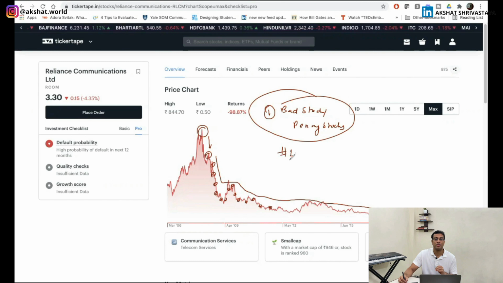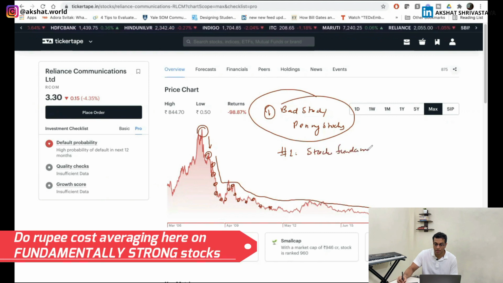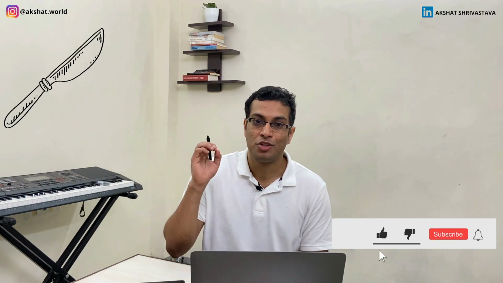It is still becoming and coming to zero eventually, right? So the first key tip where you should do dollar cost averaging is that you must do rupee cost averaging on stocks that are fundamentally strong, right? Please make a note of this. Don't go and buy a stock just because it is falling, right? You might end up trying to catch a falling knife, right? When the knife falls and you try to catch it, you might cut your hand. So please don't do it.